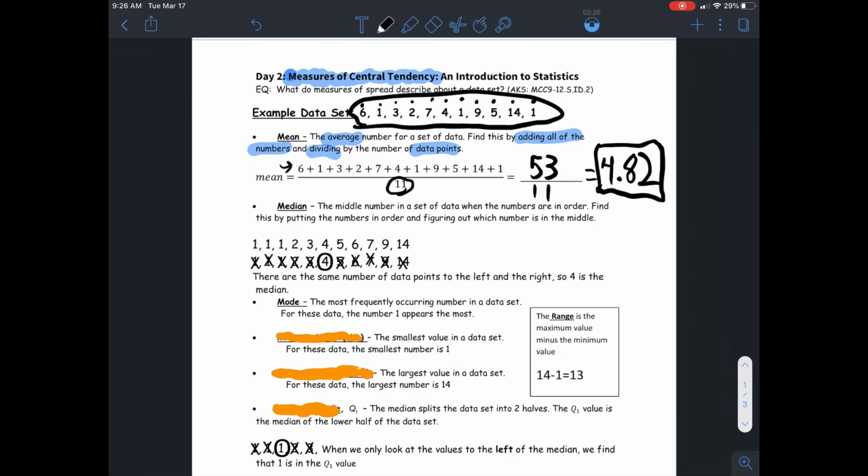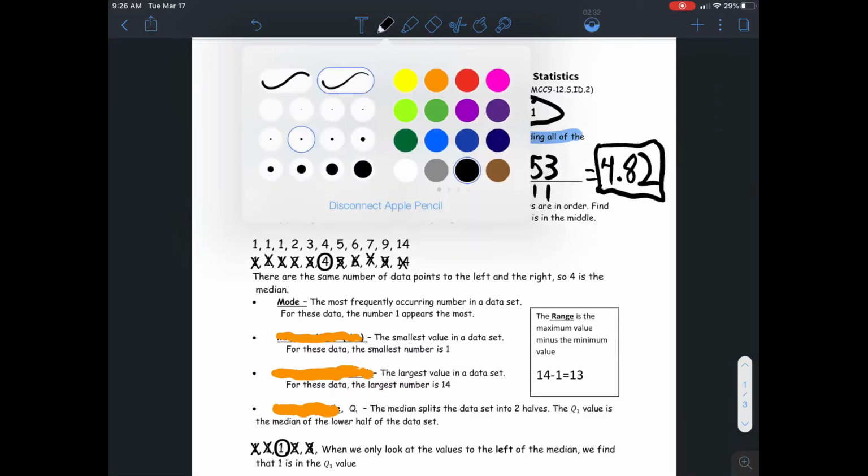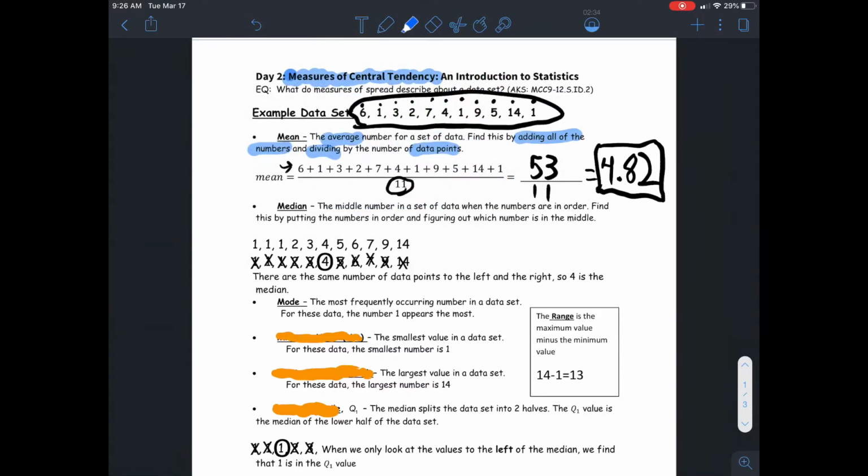And that looks about right. It looks like we have about half the numbers above that, half the numbers below. That looks about right. Next, let's look at how we find the median. The median is the middle number in a data set when the numbers are ordered from least to greatest. All right, guys, least to greatest.